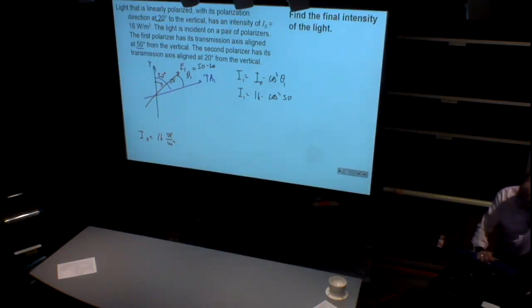Now, what do we have? Now we have a light with this intensity and the new polarization in the direction of transmission axis number one. So this light now is polarized differently than before. But the second polarizer has its transmission axis at plus 20. Okay. So this is going to be transmission axis number two.